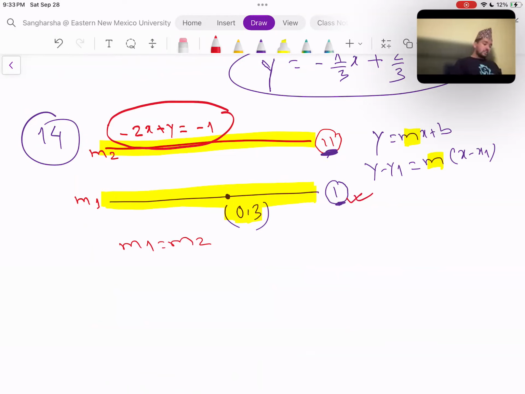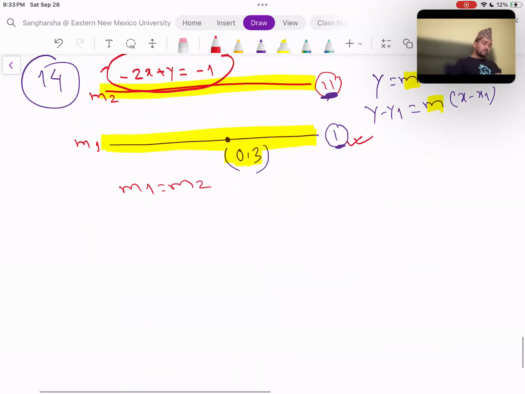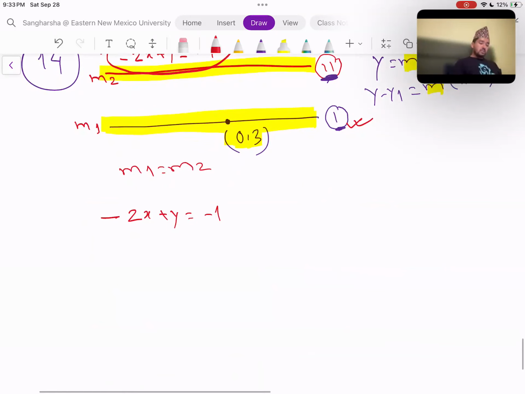Now let's find the slope of line 2. Our line 2 is -2x plus y equals -1. In order to find the slope, we solve this equation for y. So you are adding 2x on both sides.